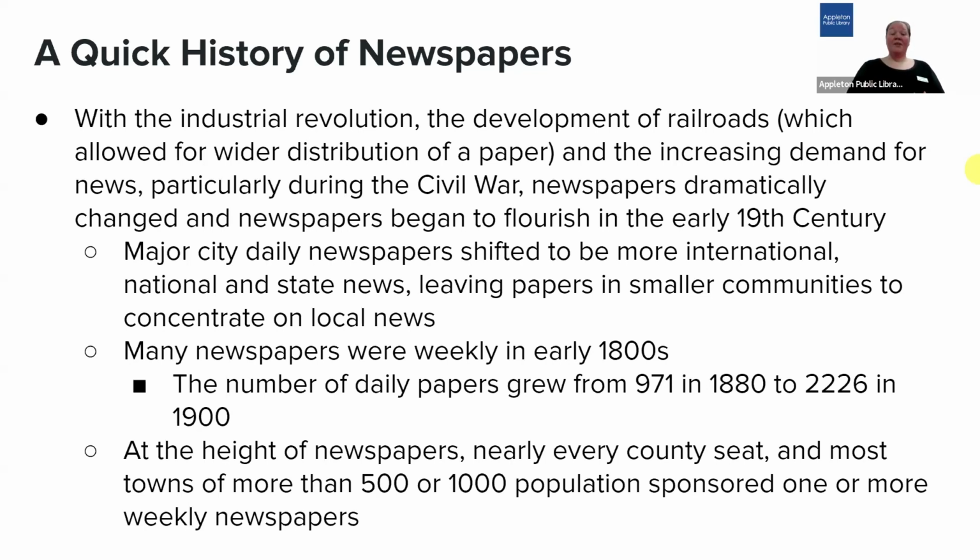You can see it goes from 971 newspapers in 1880 to over 2,000, and that's daily newspapers. And then at the height of newspapers, nearly every county seat in the United States and most towns that had more than 500 or 1,000 people sponsored one or more weekly newspapers. So again, even if your ancestor was in a smaller community, they likely had a newspaper nearby that reported the news of that community.